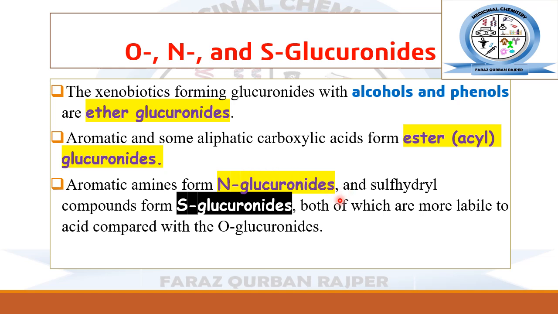The sulfhydryl compounds will form the S-glucuronide, where the conjugation of the glucuronide will occur with the sulfur. Both of these are more labile to acid as compared to the O-glucuronide. So they are acid labile, which means they are acid sensitive.